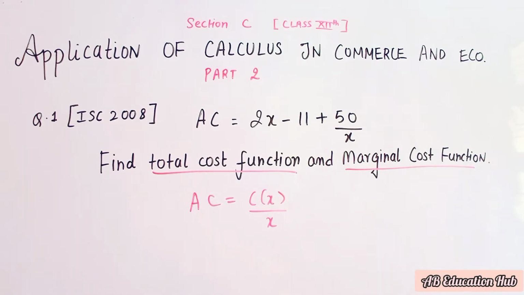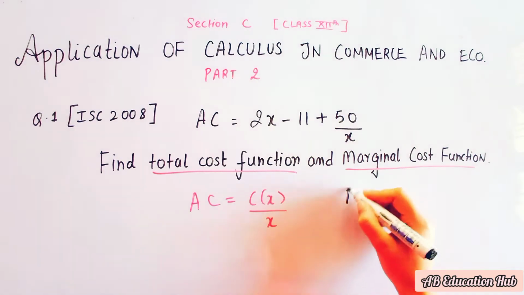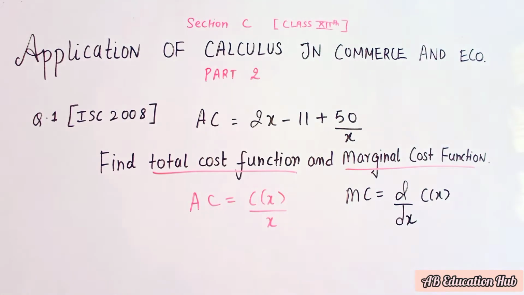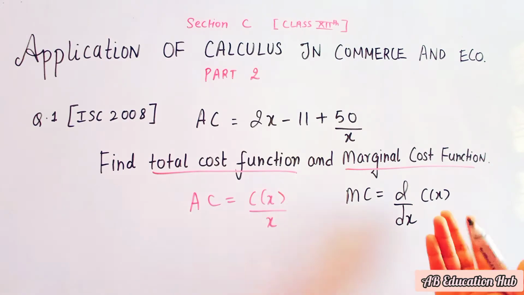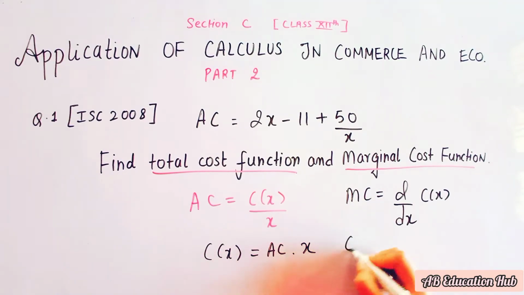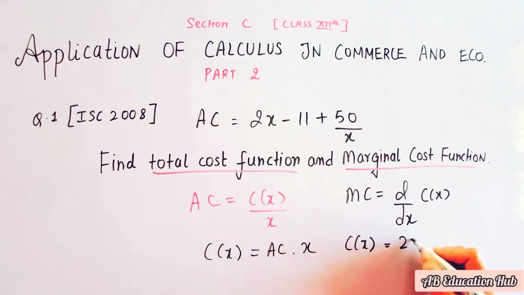What is the formula of marginal cost function? It is equal to d by dx of C(x). But I don't have the cost function in order to find the marginal cost function. So the first step is to find the cost function, that is the total cost function. AC is already given. We can find C(x) by this formula: C(x) equals AC multiply x. So C(x) will be 2x squared minus 11x plus 50.